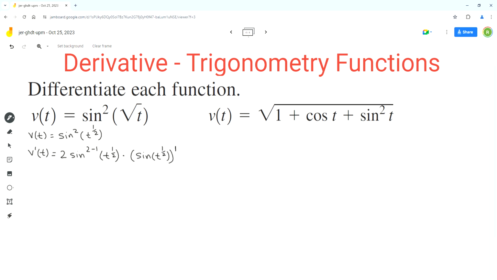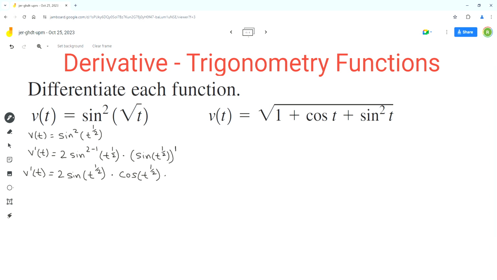So in the next step we get, so in the exponent 2 minus 1 is just 1. We don't write 1 as the exponent. Now we can use chain rule again. So we'll start with the derivative of the outer function, and the derivative of the sine function is cos. Times the derivative of the inner function, which is the t term with the exponent half, and for that we'll have to use the power rule.